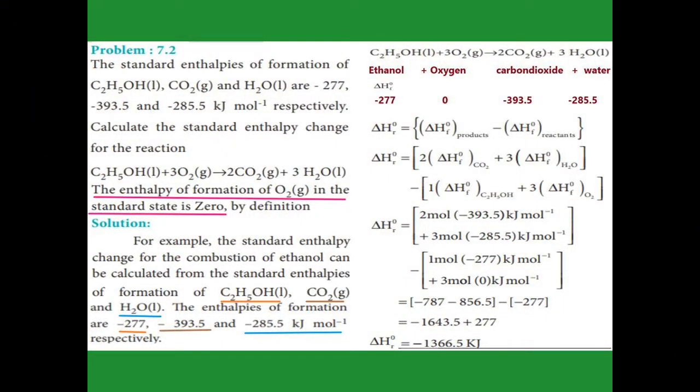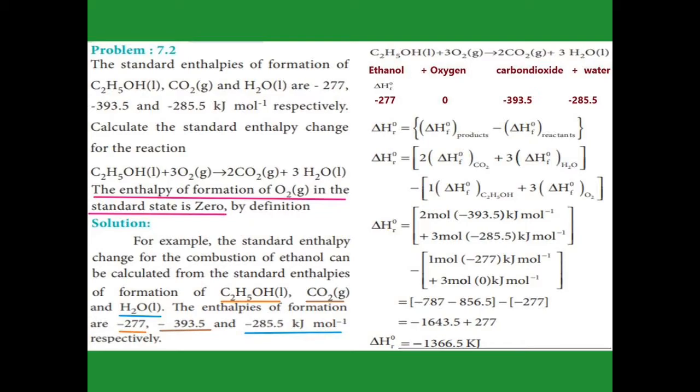In this problem, see the equation: C2H5OH, that is ethanol, combines with 3 moles of oxygen and gives 2 moles of carbon dioxide and 3 moles of water. Here oxygen is an element, so the enthalpy of formation of oxygen is 0. Now on the left-hand side, for ethanol, the enthalpy change of formation is given as minus 277. For oxygen, it is an element, so 0 value.